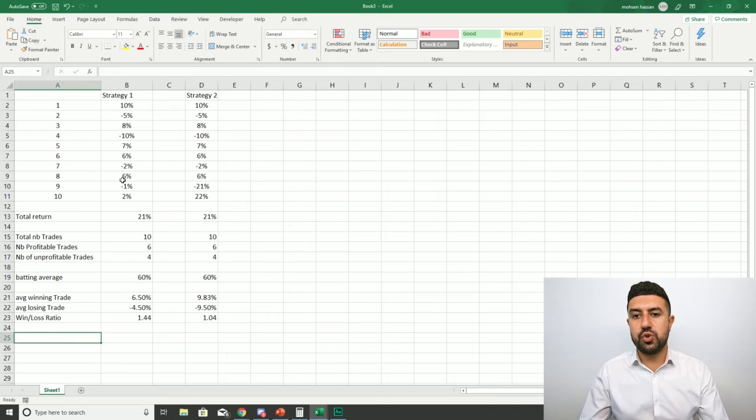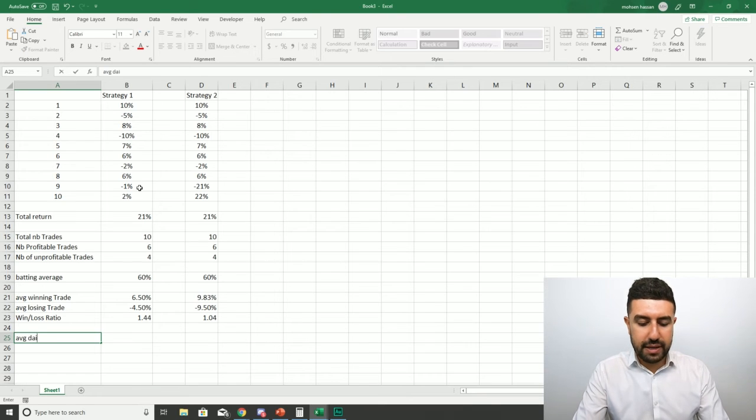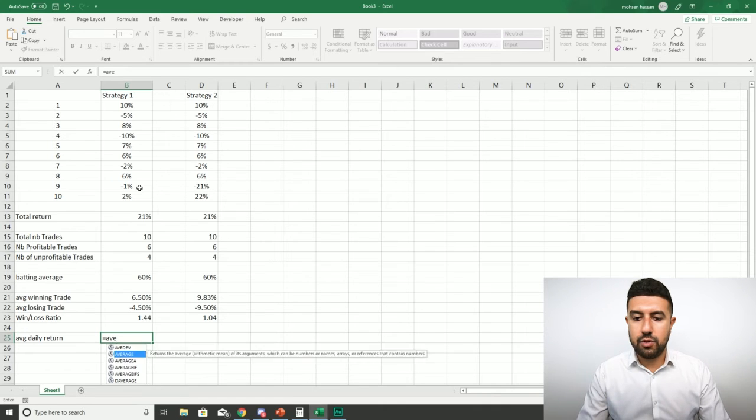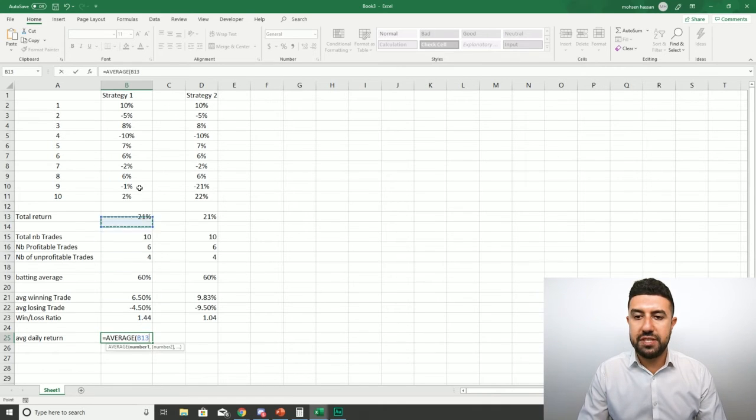I want to know what the Sharpe ratio is to know which strategy is better. Well, how would I do that? First, I have to look at the average daily return. Average daily return. Okay, well, let's check it out. Average, I can just average these.